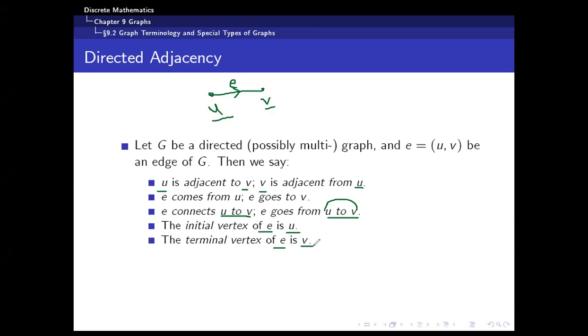It means that if it is a directed multigraph and there is an edge, then U and V are adjacent, where one is adjacent from and the other is adjacent to. From starting point to finishing point, it will be U to V. The initial vertex is called the starting point and the terminal vertex is known as the finishing point. Do you understand?